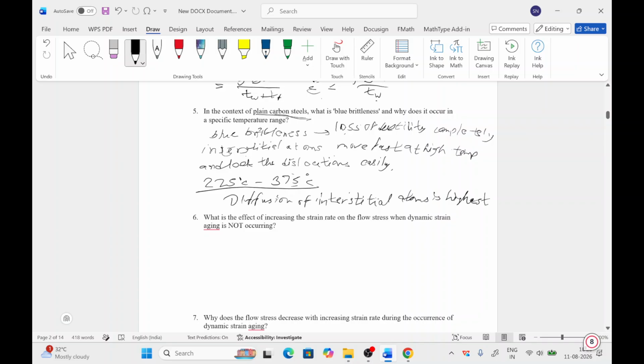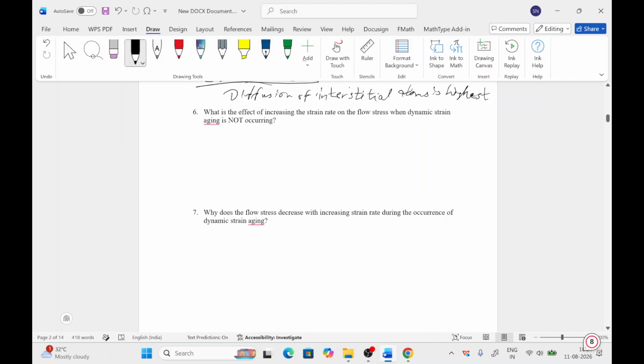At higher temperature, if we increase the temperature above 375, thermal activation of dislocation motion is achieved. Because of the thermal activation and applied stress, the dislocation can move easily and free from the interstitial atoms. And the slip systems also increase with increasing temperature. That's why dynamic strain aging happens only in this temperature range.